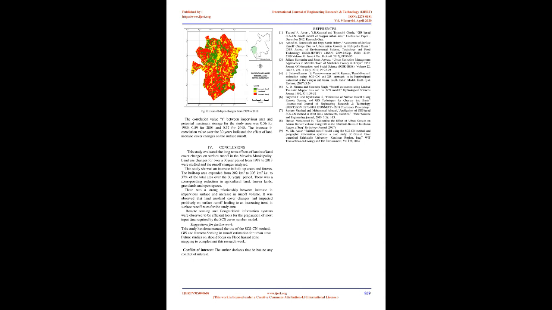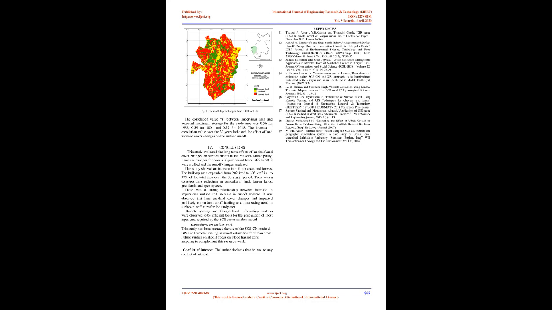The correlation value R between impervious area and potential maximum storage for the study area was 0.56 for 1989, 0.59 for 2004 and 0.77 for 2018. The increase in correlation value over the 30 years indicated the effect of land use / land cover changes on the surface runoff. For conclusions.